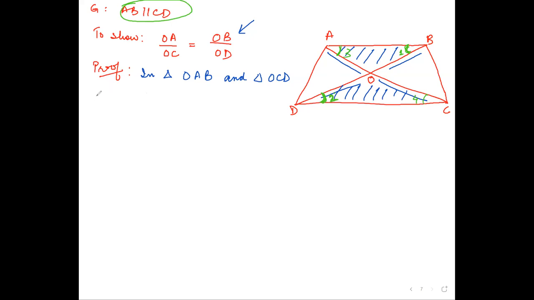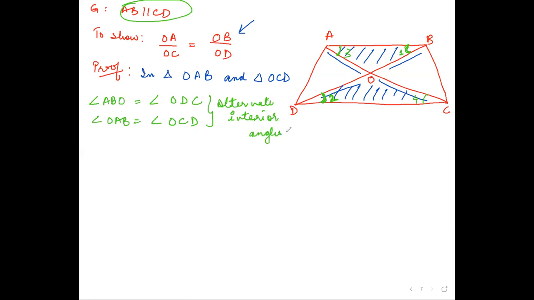So I can write angle ABO is equal to angle ODC. Clear? And also angle 3 and 4 I'm writing: angle OAB is equal to angle OCD. And both are alternate interior angles. You know what alternate interior angles are, I hope? Yes, okay. And so two angles are equal.